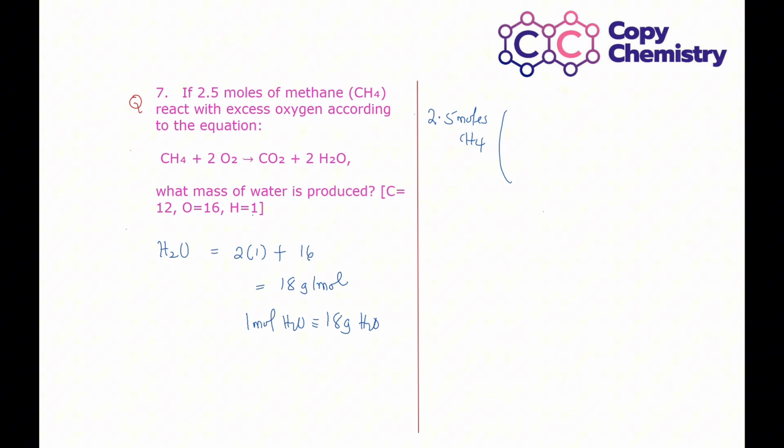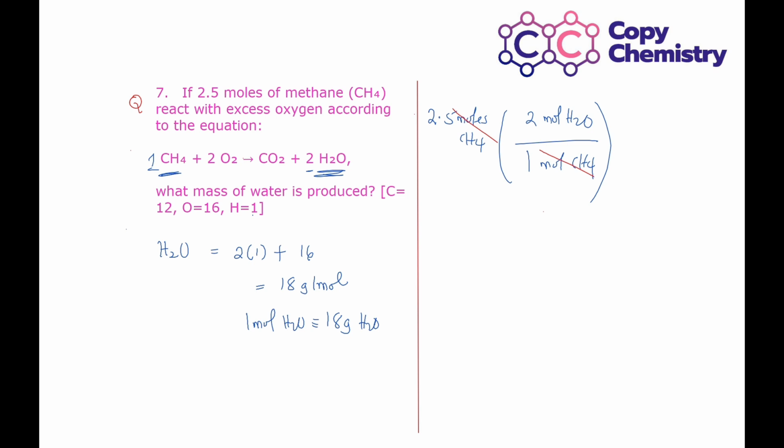So I'm comparing methane, this one, and water, which is this. So 1 mole of methane gives us 2 moles of water. So if I have 2.5 moles of methane, I can bring in 2 moles of water over 1 mole of methane, since I know that the relationship is 1:2. I arranged it this way so that the moles of methane would cancel out easily, and you would have moles of water as the result for now.